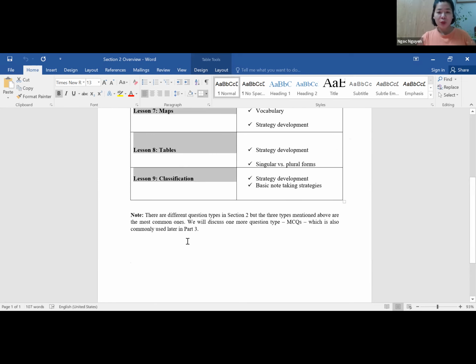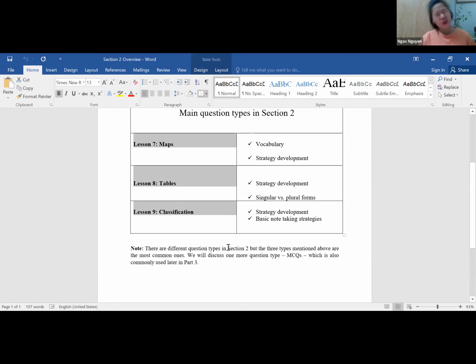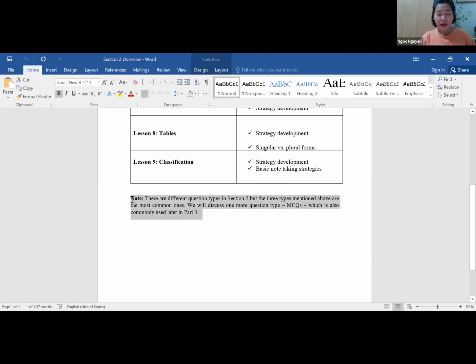But before we move to the first question type in IELTS part 2, there's something else that I need to tell you guys. And here, hello Ngọc Hà. Ngọc Hà, can you please unmute yourself and help me to read this part, please?